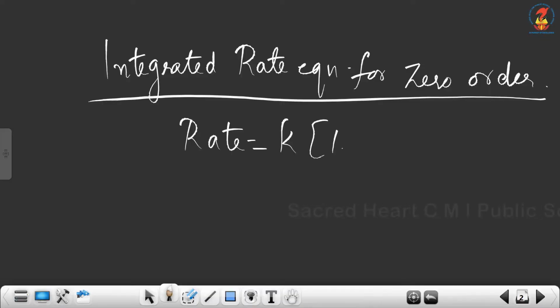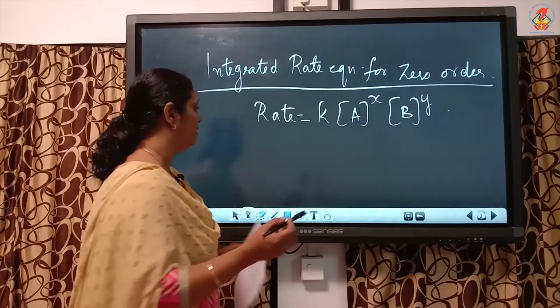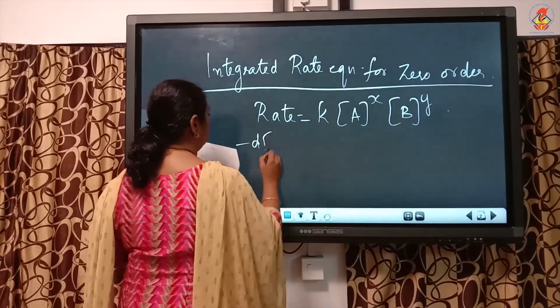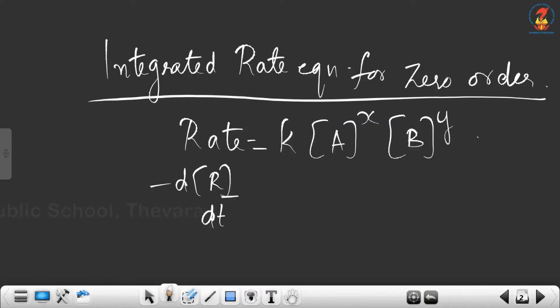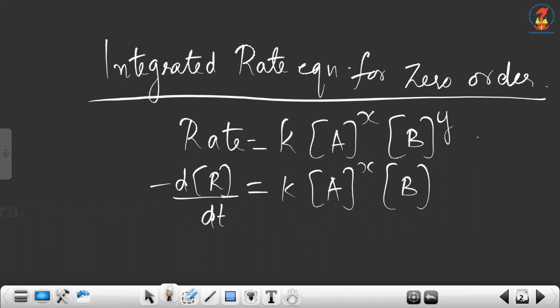k into concentration of A raised to x into concentration of B raised to 1. Now, we can write the differential rate equation for this expression. The differential rate equation is written as minus dR by dt is equal to k into A raised to x into B raised to 1.